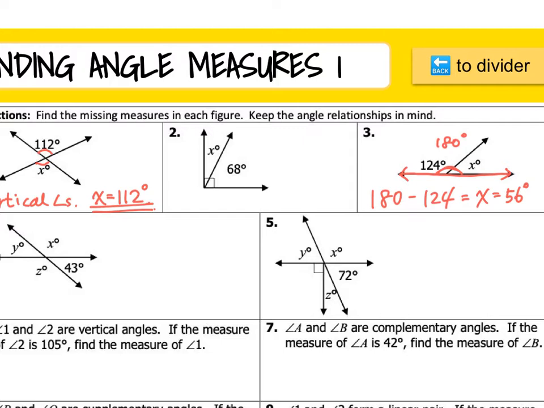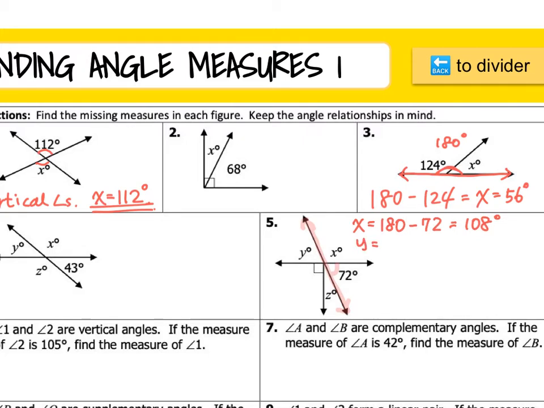All right, let's move on to number 5 now. We have to find X, Y, Z. Let's start with X. So X is on the straight line, and the pair is 72 degrees. On the straight line, that means a linear pair, supposed to total 180. So we subtract 180 minus 72, that will be 108. So X equals 108 degrees.